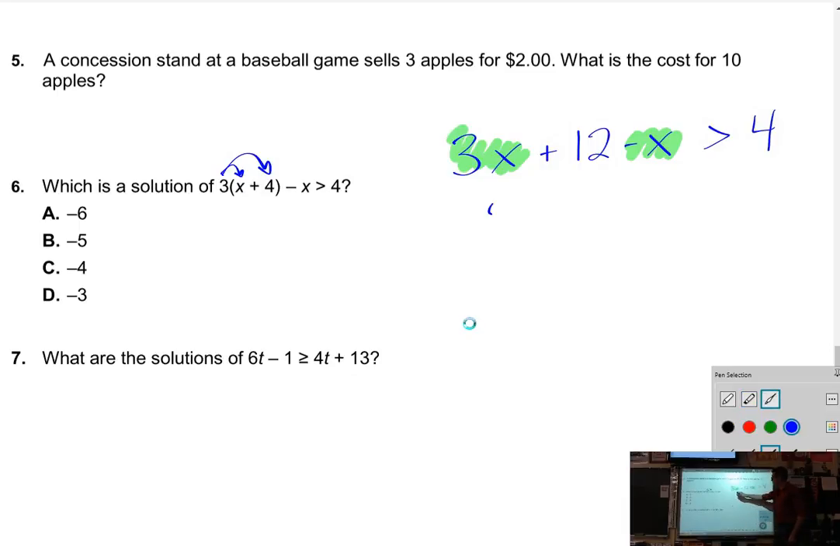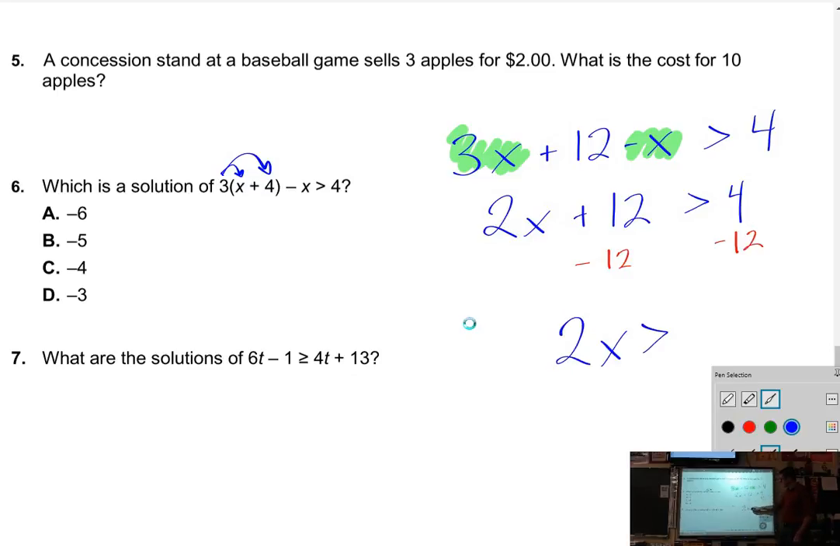So when I combine those, I really get 2x plus 12 on that left-hand side is greater than 4. The only side where I have variables is my left-hand side. So go ahead and get your constants over to the right-hand side. I'm going to subtract 12 to make that happen. I get 2x is greater than -8.